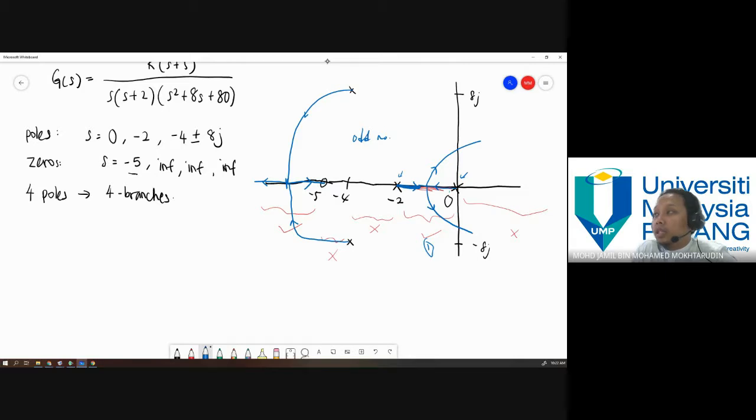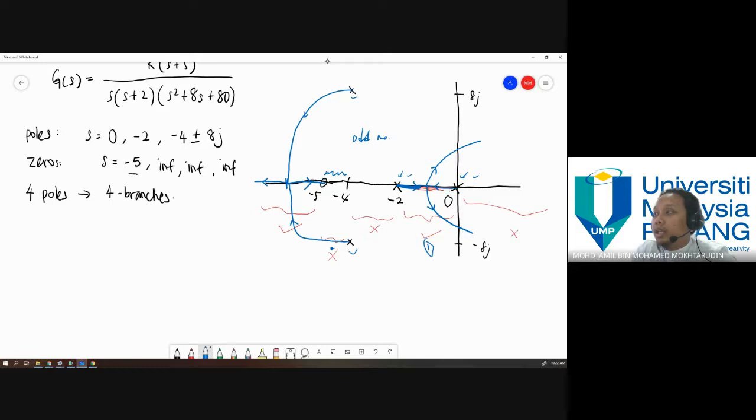And then dekat section ni pula, -4 and -5, there are 4 poles, okay? One here, one here, one here, and here. So 4, meaning that it's an even number. So tak ada root locus kat sini, kat section ni.